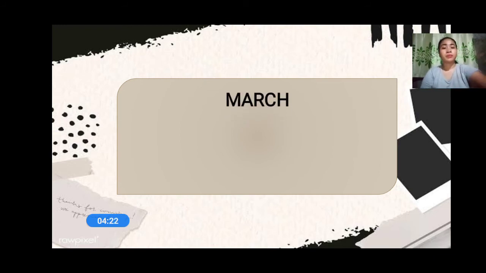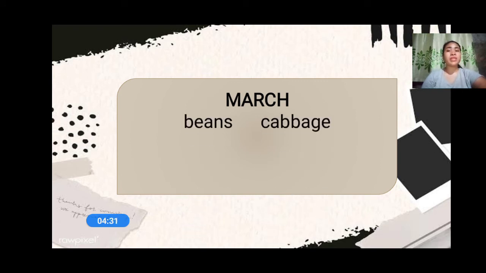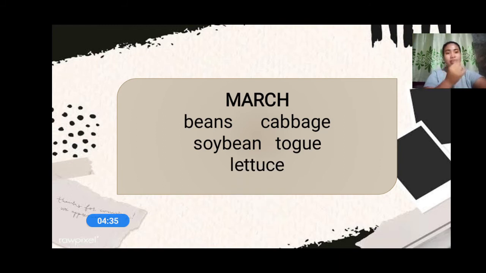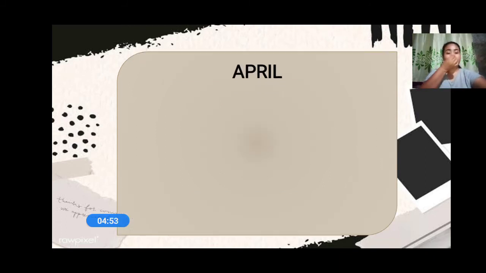So here are the vegetables that can be planted during the month of March. We have the beans, cabbage, soybean, toge, and lettuce. Okay, so what are the vegetables that can be planted during March? Very good, everyone. The beans, the cabbage, the soybean, the toge, and the lettuce. Okay, so let us proceed to April.